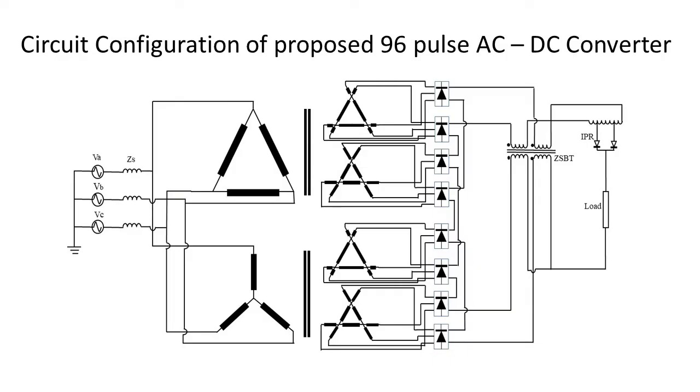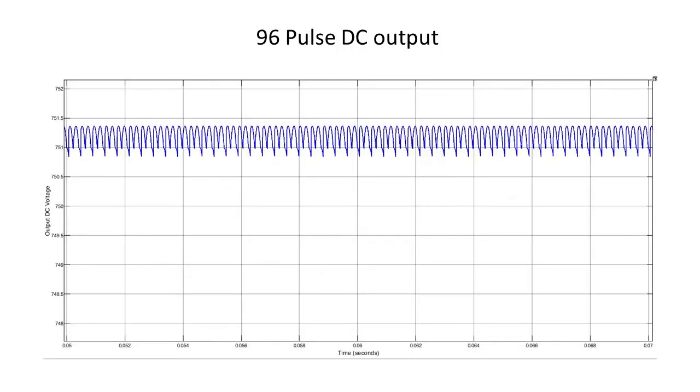Those 2 rectified voltage waveforms go through the zero-sequence blocking transformer. It is used for connecting parallel diode rectifiers and to ensure the independent operation of the 24-pulse rectifiers. After that, the load is supplied through the interphase transformer. The interphase transformer fulfills 2 main aspects, which are doubling the pulses and reducing the harmonics in the supply line current. Therefore, the pulse doubling process is done, giving a resulting 96-pulse DC output.